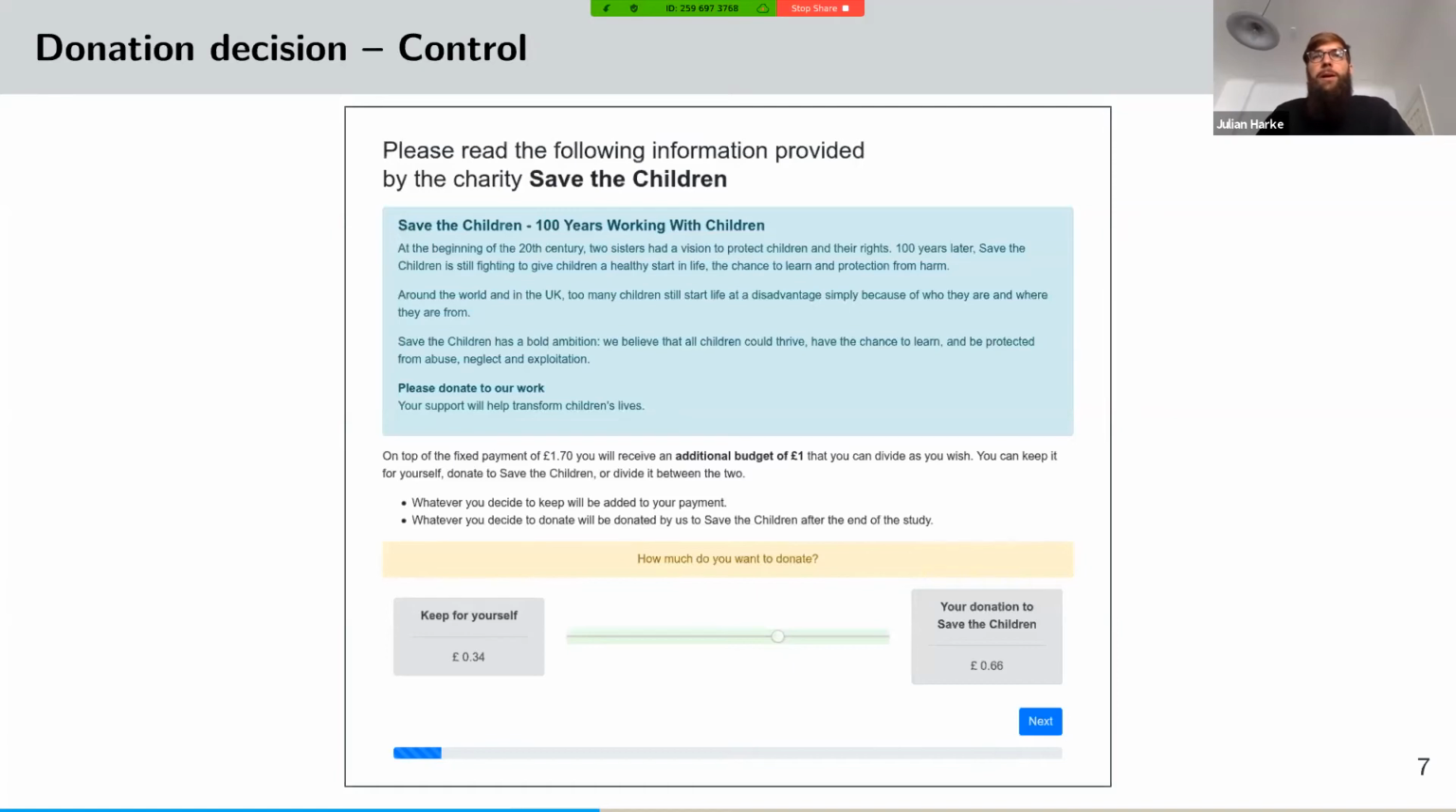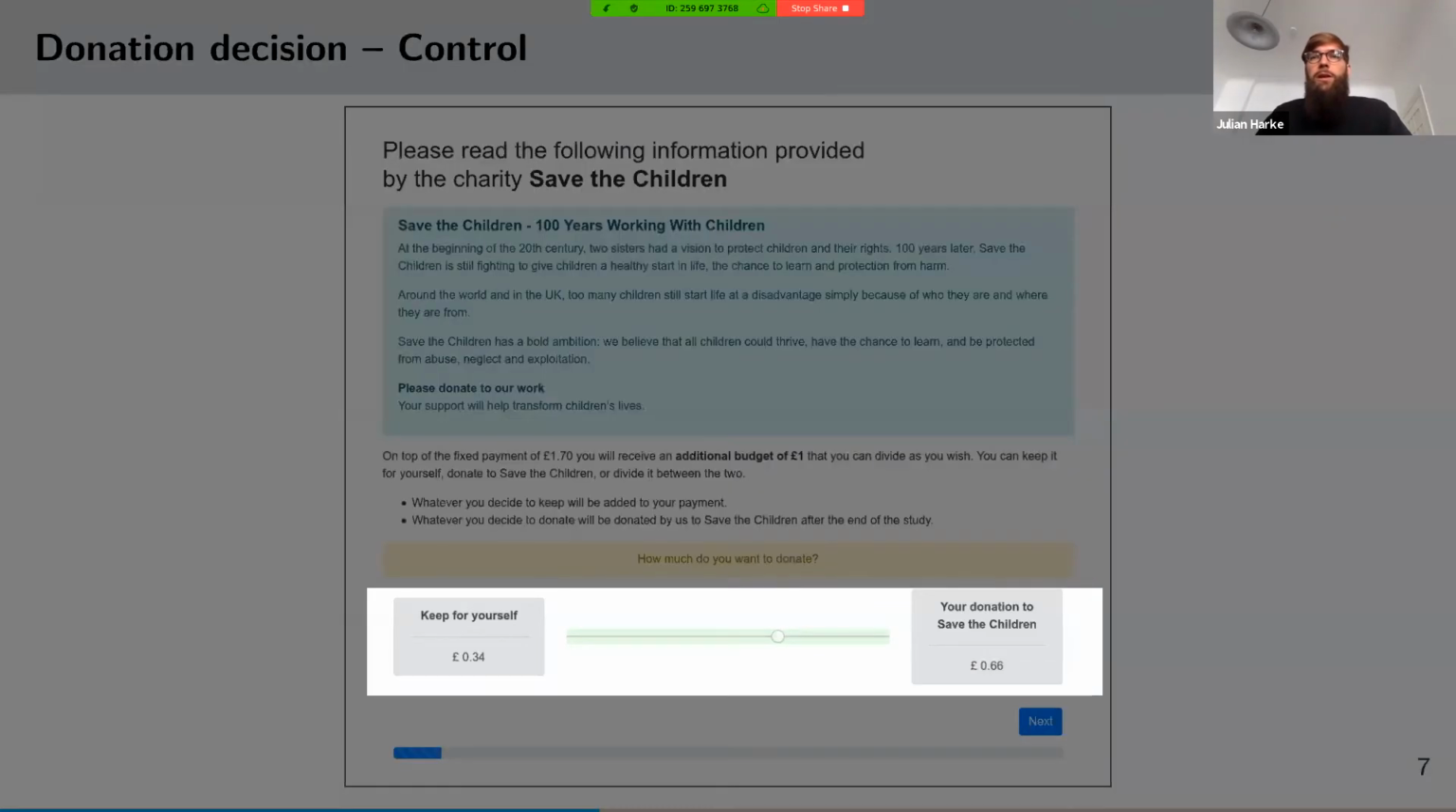Here on the top, in the blue box, we just took a standard text from Save the Children saying that they can support their work. And below, you see the decisions that people have to take. With the slider in the middle, the participant can choose how much to keep for themselves. They can either keep all for themselves or donate all or choose any amount in the middle. Initially, they don't see any amounts here, so the amounts in the boxes are just left blank.